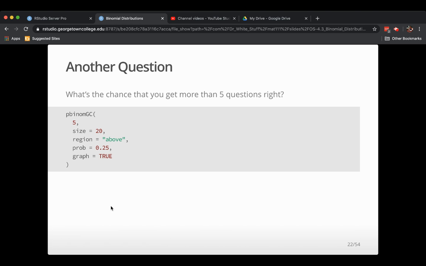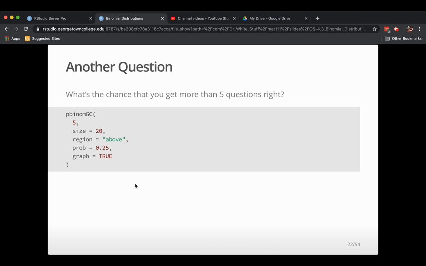Let's try another one with the same situation. You're on that 20-question test. What's the chance that you get more than 5 questions right? More than 5. Same approach with pbinomGC. You put in your boundary number as your first input, and then you specify the other parameters, except you're going to say region is above. That's for the more than 5.